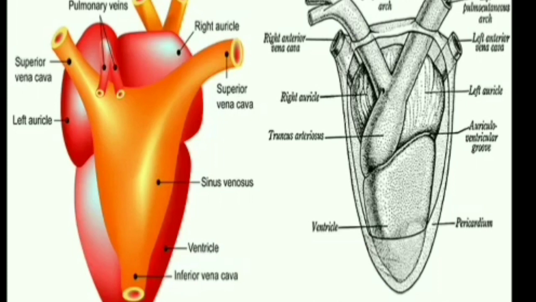See the ventral view. In the ventral view, you can find again two auricles, a single ventricle, but a new structure called Truncus Arteriosus. Let me tell you, Truncus Arteriosus is formed by the fusion of ventral aorta and conus arteriosus. Got it? So sinus venosus and Truncus Arteriosus, these are the two accessory chambers seen in frog's heart.